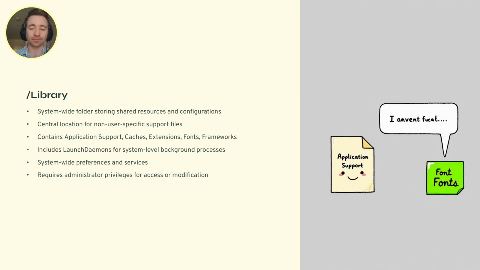That's where it is. All right, Library is the system-wide folder for storing shared resources and configurations. It is a central location for non-user-specific support files. It contains application support, caches, extensions, fonts, frameworks. It includes launch daemons for system-level background processes, system-wide preferences and services. It requires administrator privileges for access or modification.